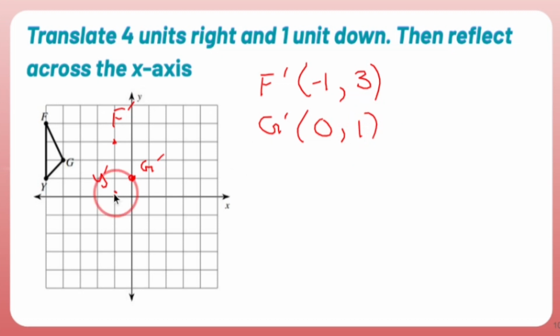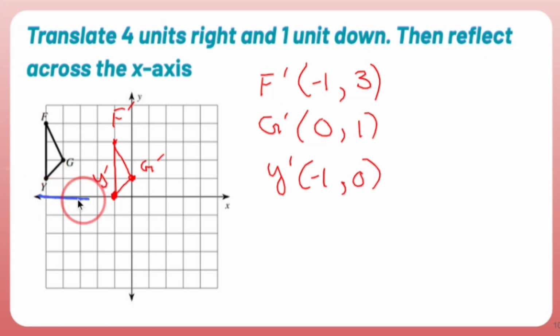Y prime, let me make that dot a little bit bigger, you'll see why in a minute, is I start at the origin, go left 1, don't move up or down, so Y prime is going to be left 1, don't move up or down. So this is my first image. This is my first transformation. Okay, my second transformation now has me reflecting it across the x-axis.